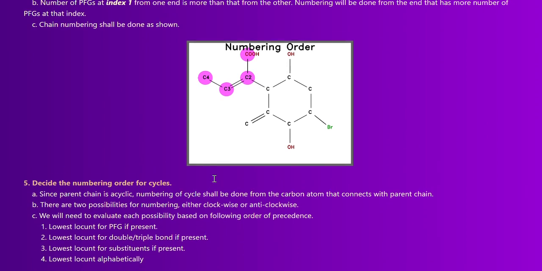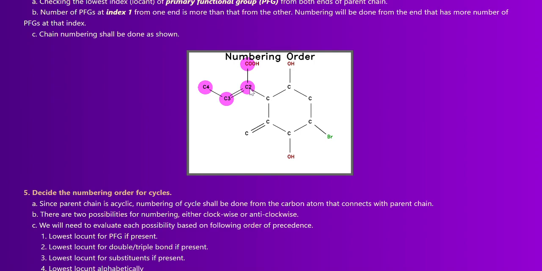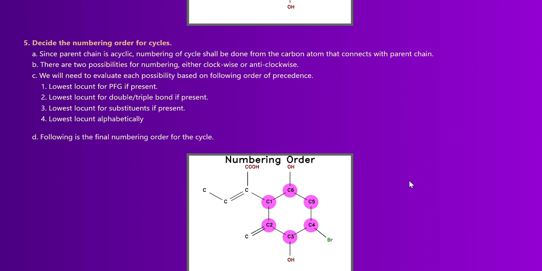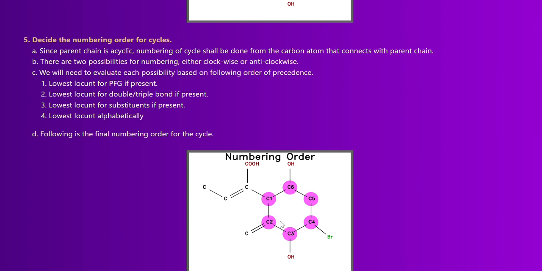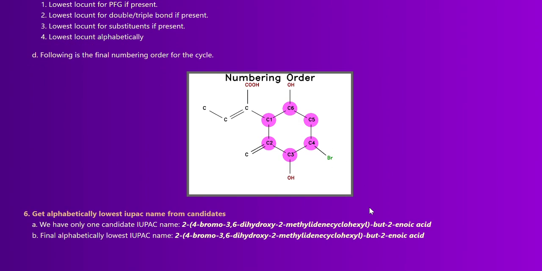Similarly for the cycle, since this cycle is connected to C2, this carbon should be numbered as 1. So this is C1, and based on the different criteria, it says that this should be C1, C2, C3. So this should be the optimal numbering order for the cycle. And based on that, it arrives at this particular IUPAC name.